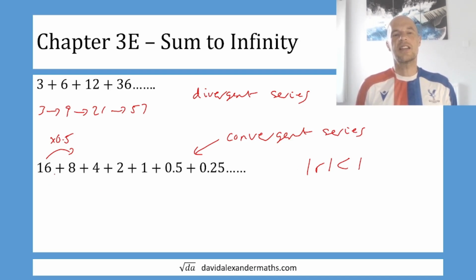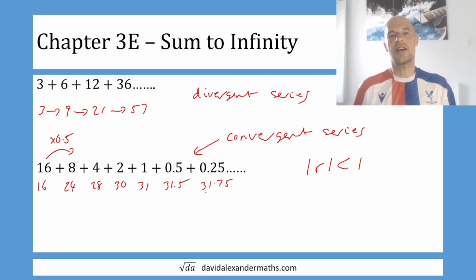So 16, if we're adding 8 to that, that would take us up to 24. If I add another 4 onto that, so we started at 16, we've gone to 24. If I add 4, that will be 28. Add another 2, that will take me to 30. Plus 1, 31, 31.5, 31.75. So we can see that this series will be tending towards a certain value. This series will never reach a million. It will never reach 100. It will never reach 40.